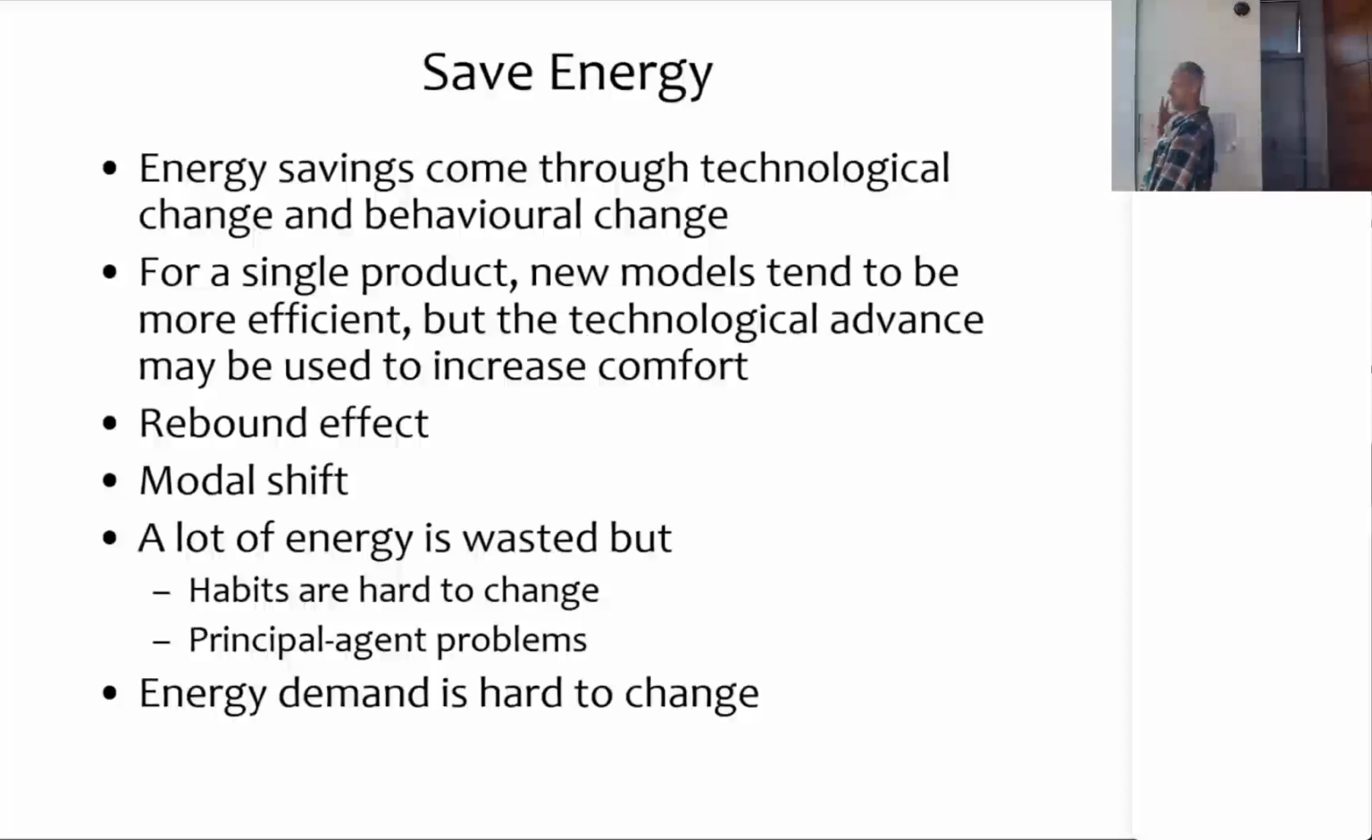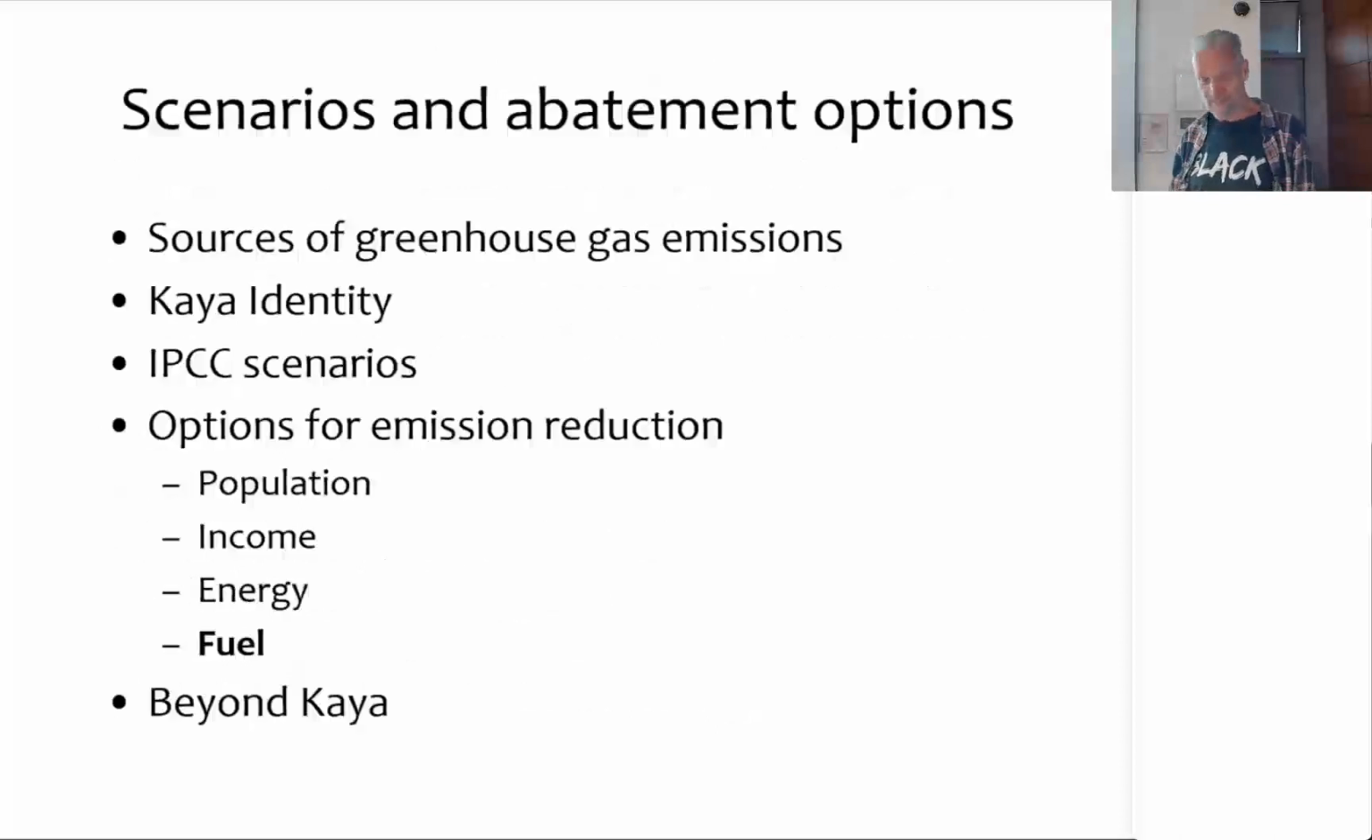So this was the third part of the Kaya identity, right? Saving energy. Yes, there is potential there. Yes, it can be done. Yes, the market will work with you to an extent. But don't think that this is an easy solution or a solution that will necessarily bring a whole lot.